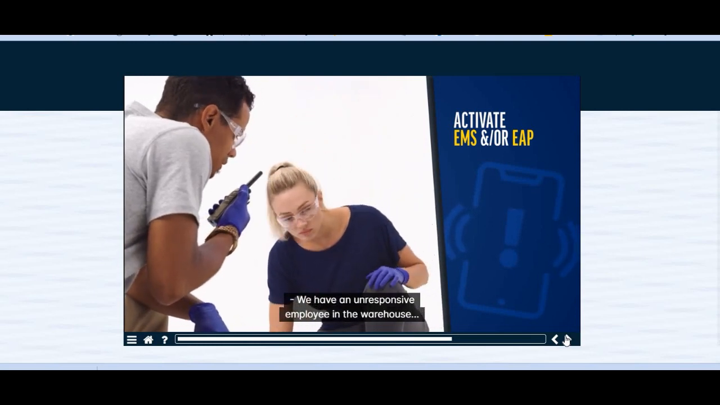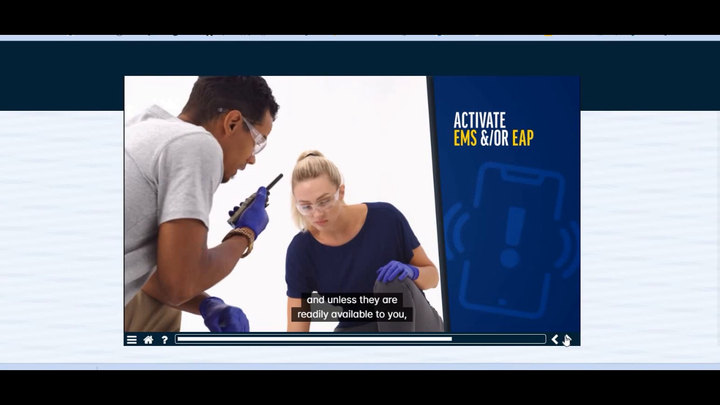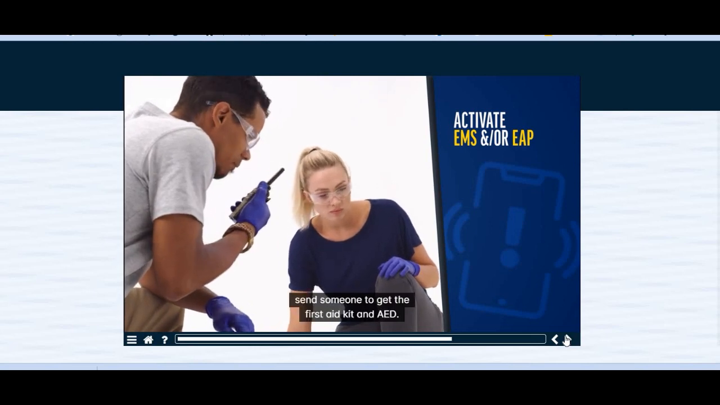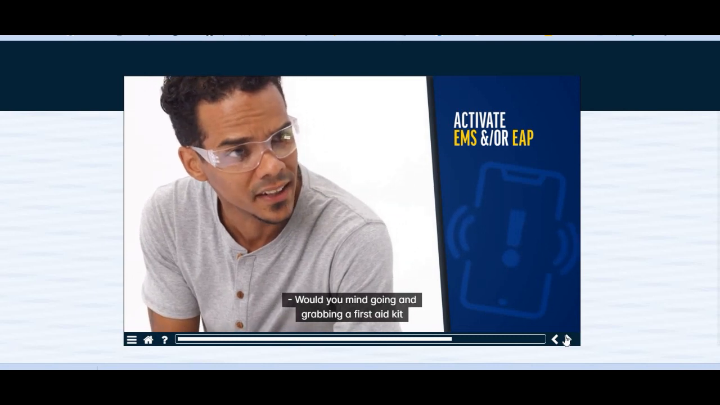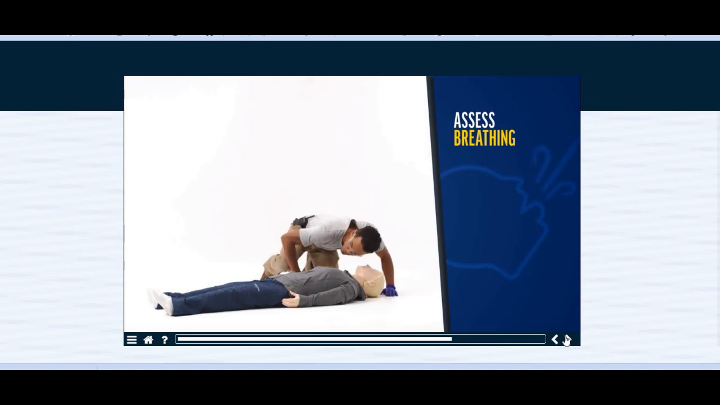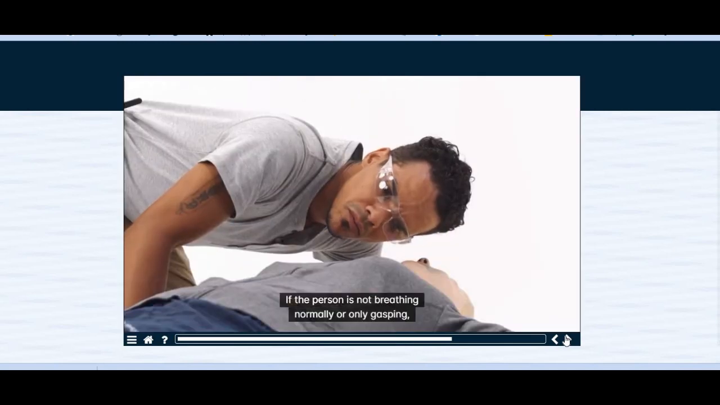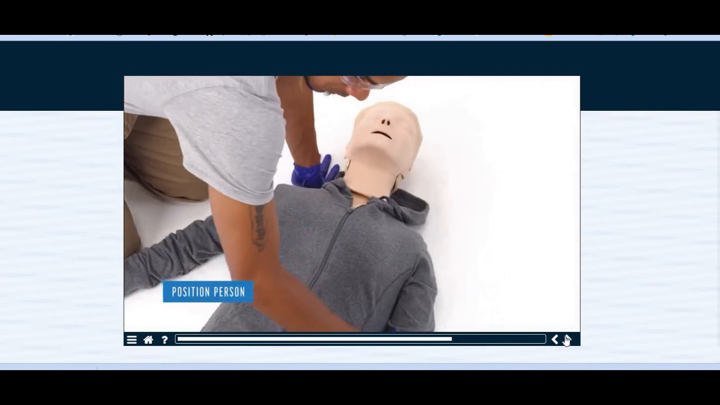You have an unresponsive employee in the warehouse. After activating, and unless they are readily available to you, send someone to get the first aid kit and AED. Would you mind going and grabbing a first aid kit and AED, please? Assess the person's breathing for no more than 10 seconds. If the person is not breathing normally or only gasping, start high-quality CPR.